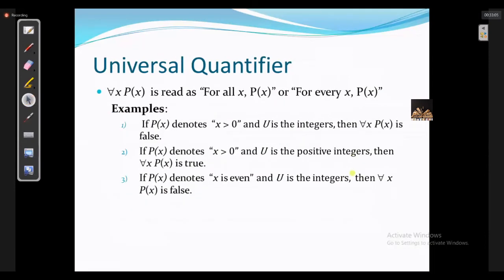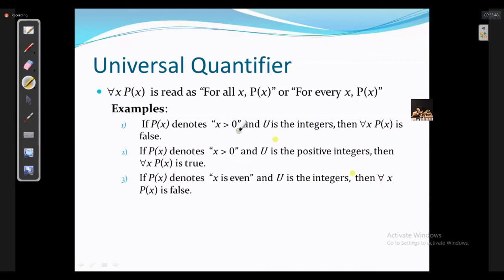See the universal quantifier. For all x, P of x is read as for all x, P of x, or for every x, P of x. If P of x denotes x greater than 0 and U, the domain, is the integers, then for all x, P of x is false. The predicate is x greater than 0, and the domain is integers. Integers contain negative values, positive values, and zero.